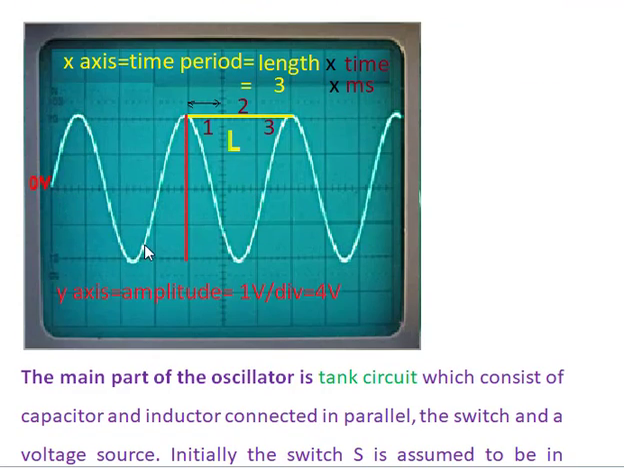This is the output waveform. The length is measured here. The amplitude is measured here. From this we can measure the time period. From the time period we can determine the frequency. Frequency is equal to the reciprocal of the time period.